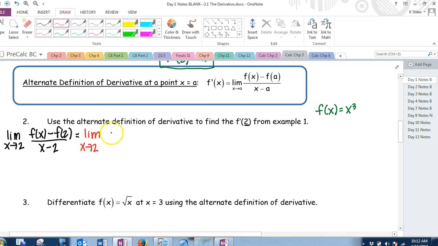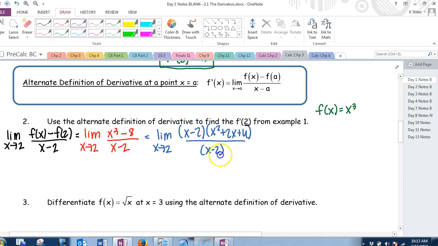All right, f of x is just x cubed, so f of 2 is plugging a 2 in: x cubed minus 8, over x minus 2. Now you may notice, oh, this is a difference of cubes on top, so I can go ahead and factor that. This will be x minus 2 times x squared plus 2x plus 4. And look at that, your x minus 2's are going to cancel, and you've got this.